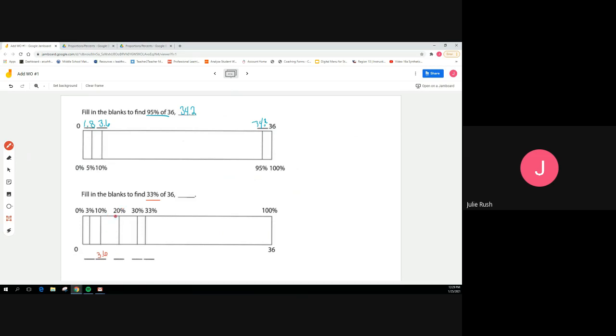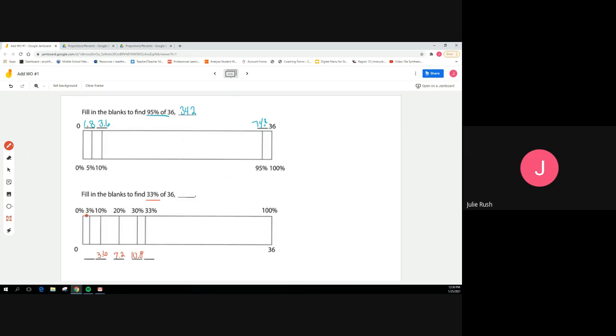20% would be doubling that. So when I double 3.6, I get 7.2. And then to get to 30%, I just have to add them up. And 6 and 2 give me 8, and 3 and 7 give me 10. So this gives me 10.8 for 30%, and now we want 33.